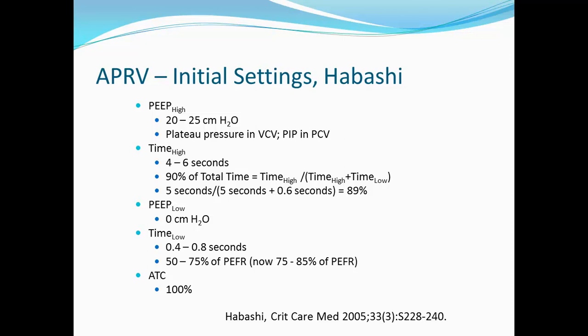However, we want to set the time low at a point where time low will stop when the expiratory flow is 75 to 85% of the peak expiratory flow, and I'll explain that a little bit better in a subsequent slide, or I can show you this on a graph. Dr. Habashi believes in using ATC at 100% set for the proper size of ET tube. This is to reduce the work of breathing of the ET tube and provide some support to the patient, but still allow the patient to breathe in a spontaneous sinusoidal flow waveform.